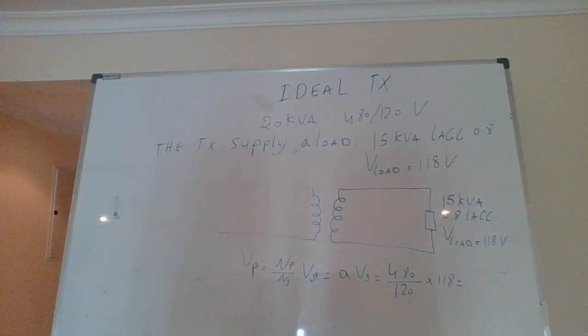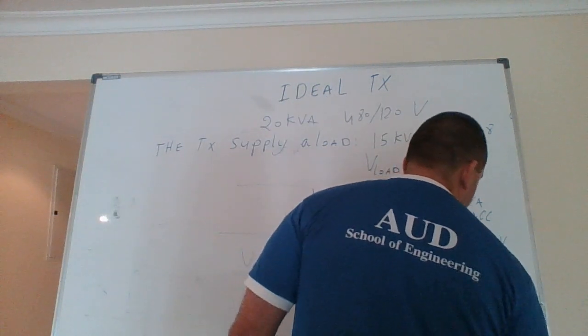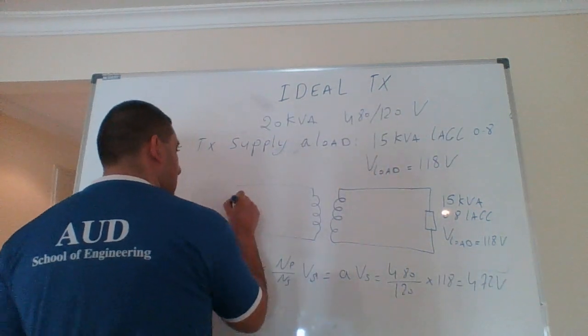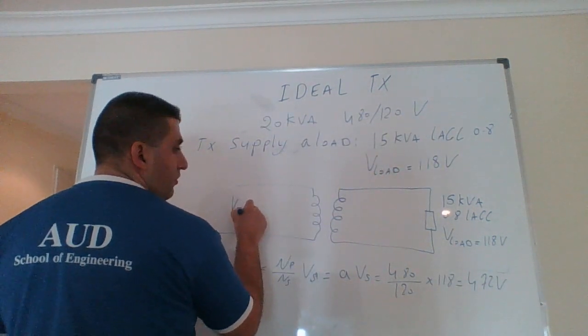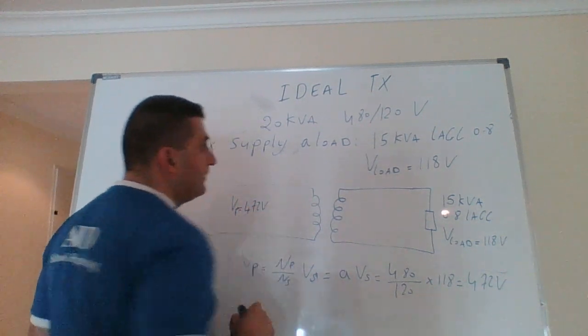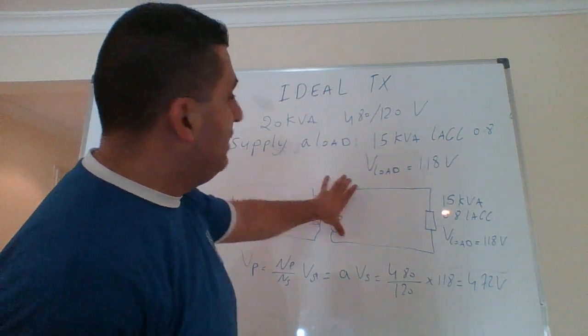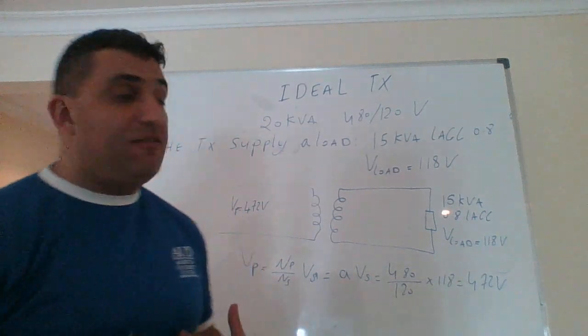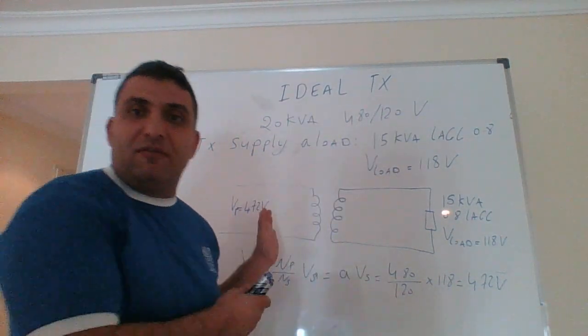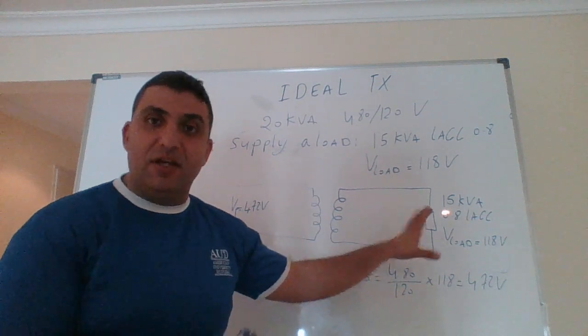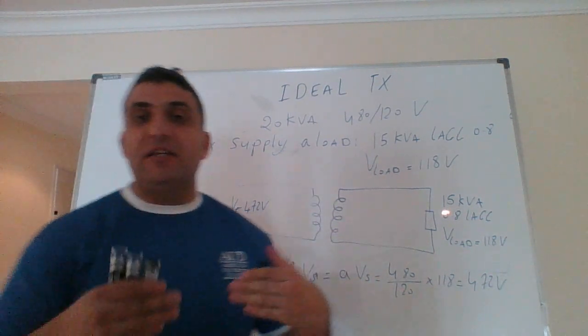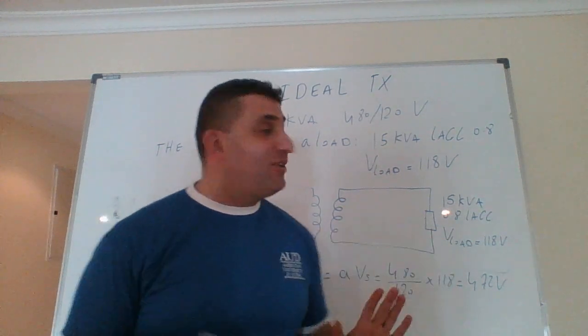This will give me the V primary, which is 472 volt. Remember, these are the rated values of the transformer. If you have 480, it will give you 120. That's why I know what A is: A is V primary over V secondary. Now, if the voltage changes at the primary or the secondary, A will never change because I did not change the number of turns.